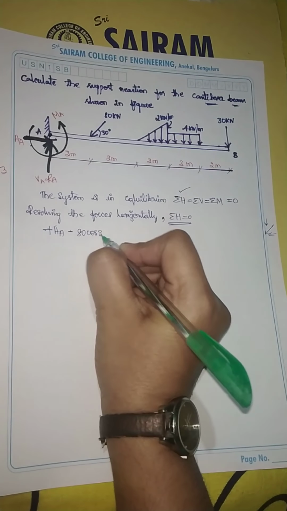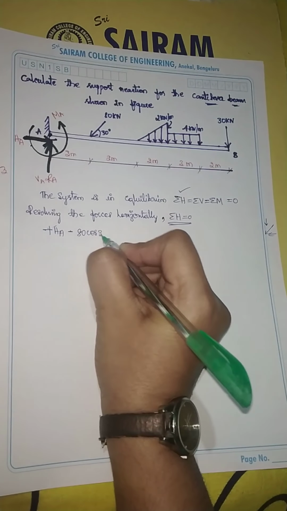So I'm writing 0. HA is equal to, I'm just shifting this to the other side. So calculate, that is HA is equal to 69.28. Please calculate 80 cos 30 degree, and you will get 69.282 kilonewtons. So you got the horizontal reaction. You can write here 69.282 kilonewton, right?